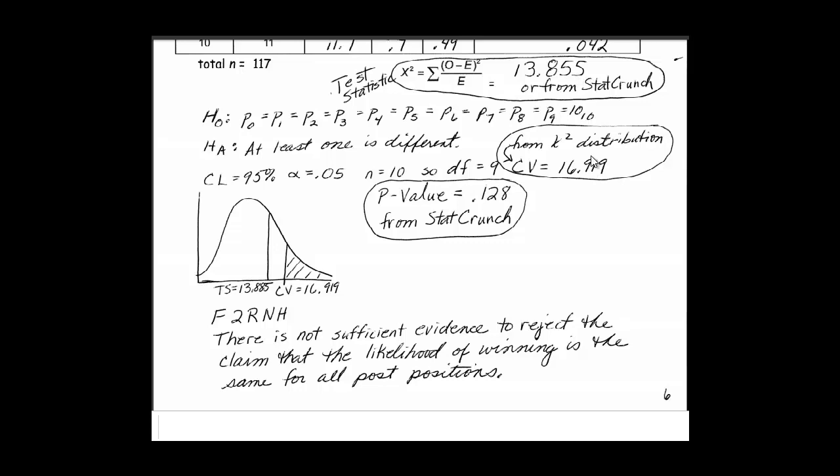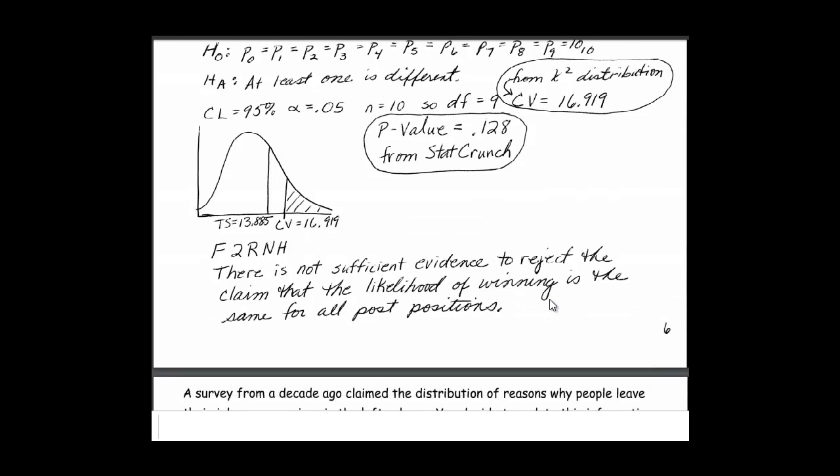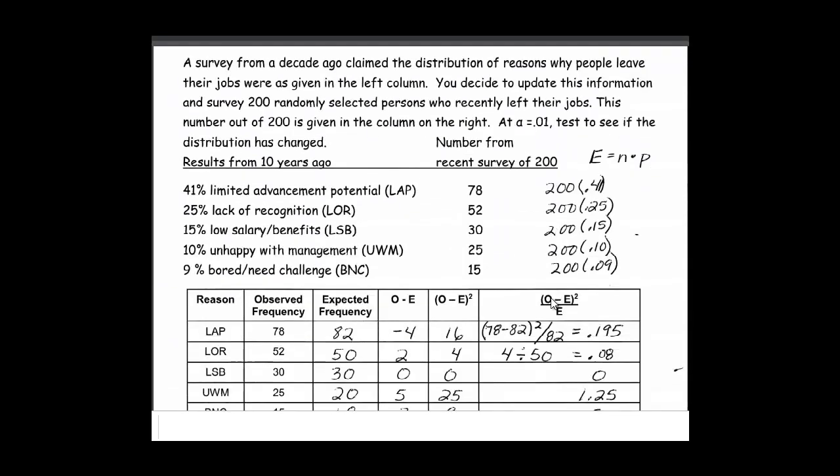So that tells us that our test statistic is in the normal range. It's not as extreme as our critical value. Or we can evaluate the p-value. The p-value is high compared to our alpha of 0.05. So both of these cases would say fail to reject the null hypothesis. So we're going to fail to reject the null hypothesis. There is not sufficient evidence to reject the claim that the likelihood of winning is the same for all post positions. And again, there are like 3 different ways that you could write that. Okay, moving on to the next one.